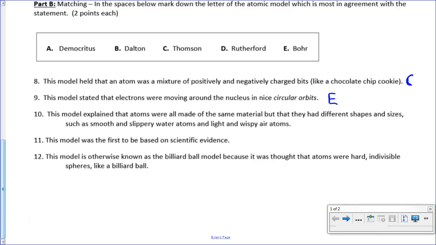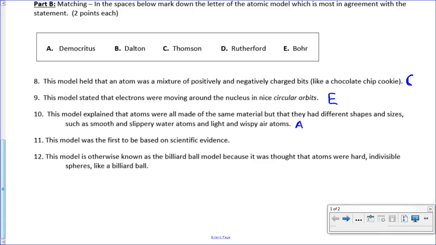This model explained that atoms were all made up of the same material, but they had different shapes and sizes, such as smooth and slippery water atoms or light and wispy air atoms. This is Democritus' idea of the atom. This model was the first to be based on scientific evidence. So this is a big thing here. Democritus was just a philosopher. He just said what he thought his ideas were. He didn't actually have any scientific evidence to back this up.